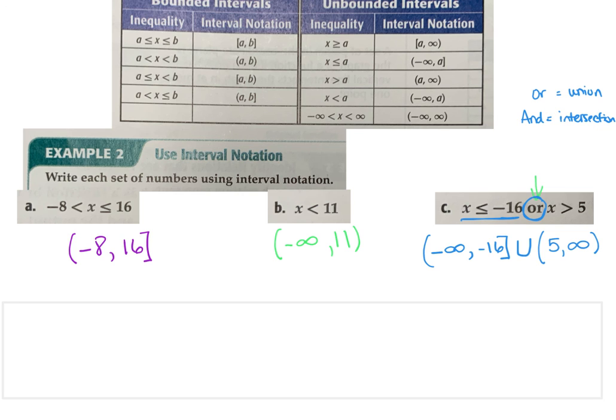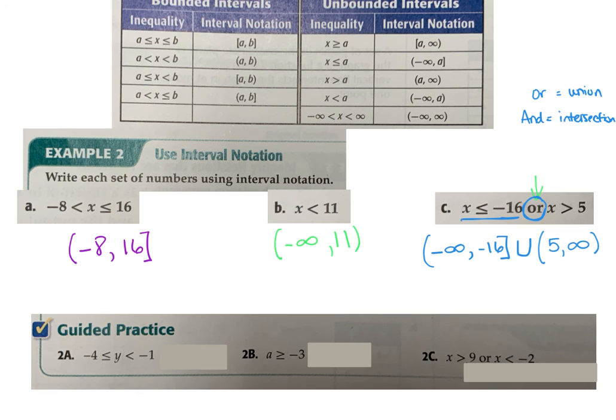Set builder is when you use the little squiggly brackets and you have x such that, and you just define it. Interval is where you actually give sets of numbers based on the starting and ending points of those sets. All right, so go ahead and try guided practice 2. Write those in interval notation. All right, so let's look at these.